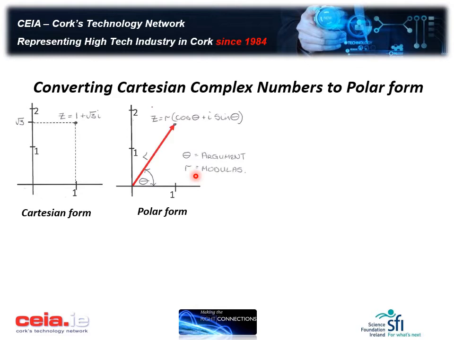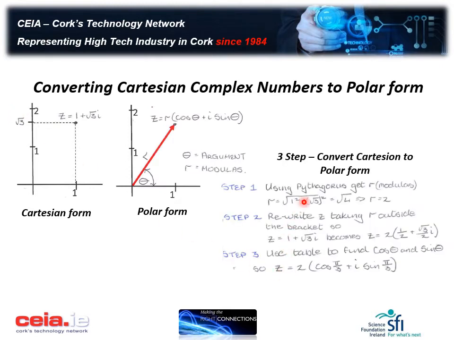So what we want to be able to do today is take this complex number in the Cartesian form, this form, and convert it to a form that looks like this. z is equal to the modulus, times cosine of the argument plus i sine the argument, close brackets. So the conversion process is a three-step process. We're going to go through it now.